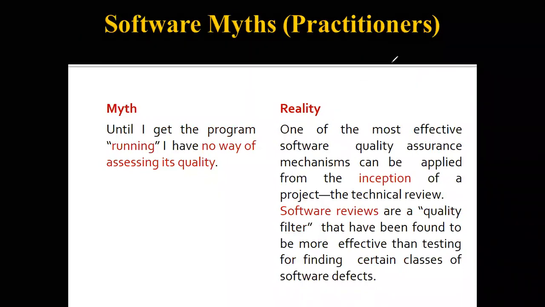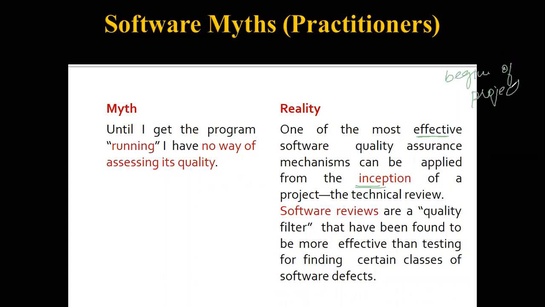The next myth is: until I get the program running, I have no way of assessing its quality. This is a myth. That is, you cannot identify what quality software is being developed until the program is running. The reality is, one of the most effective and trustworthy software quality assurance mechanisms is the one you apply at the inception. Inception means at the beginning of the project.